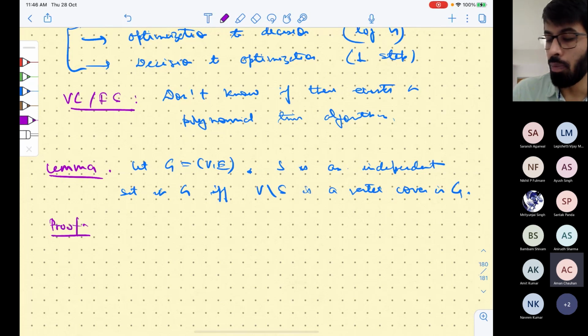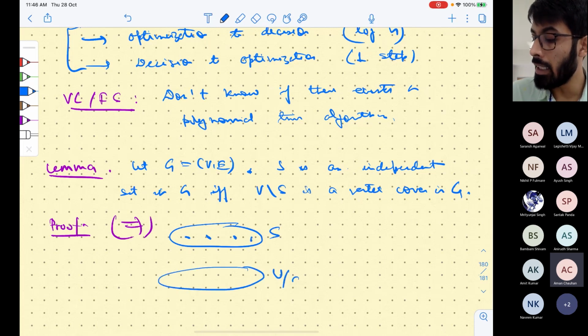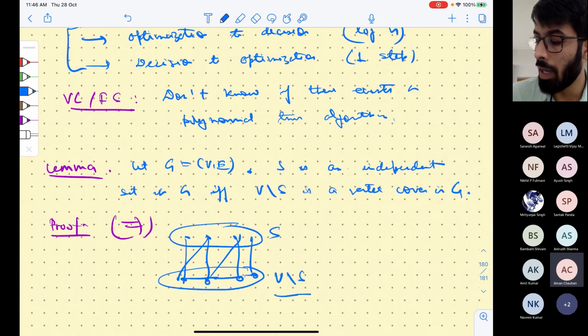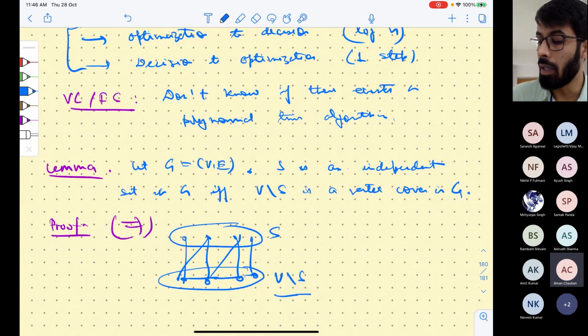And I'll just draw a picture for the proof. So forward direction: S is an independent set in G. So you have this S, which is an independent set. You look at V minus S. Then S cannot have any edge. So all the edges are going to be here or here. That means for every edge, one of the endpoints is going to be in V minus S. Right? For every edge, one endpoint has to be in V minus S. If not, both endpoints are going to be in S, and then S is not an independent set.